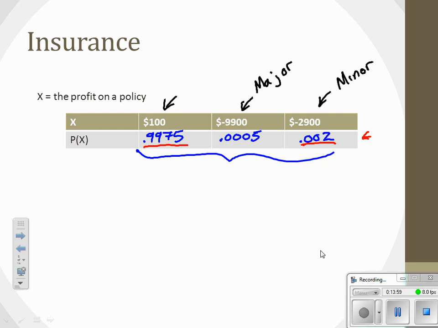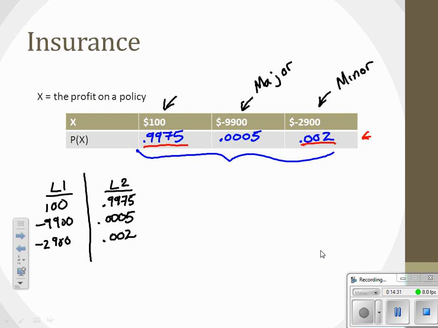So what we can do is we can actually take advantage of the calculator, and in list 1, we'll put our profits, and then in list 2, we'll put our probabilities. And then when you set this thing up, I'll clean that up a little bit so we can see it. Right? So there's list 1 and list 2 in the calculator. These are the values, and this is how often it's occurring. This is a frequency list, which we've seen with one of our stats.